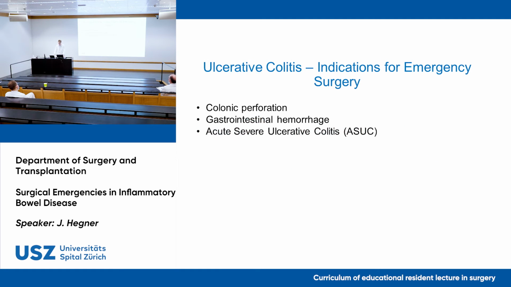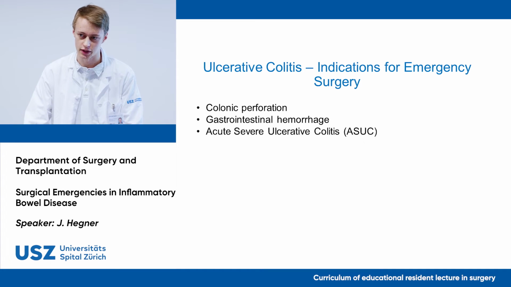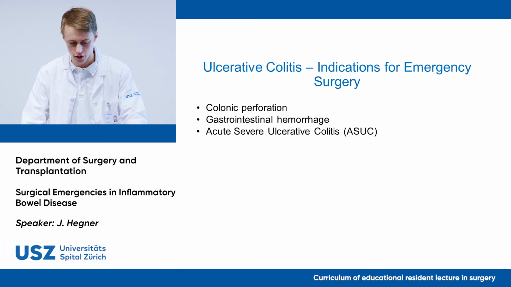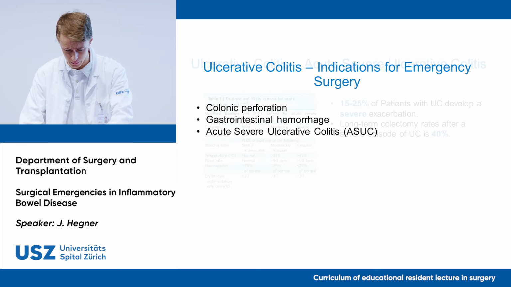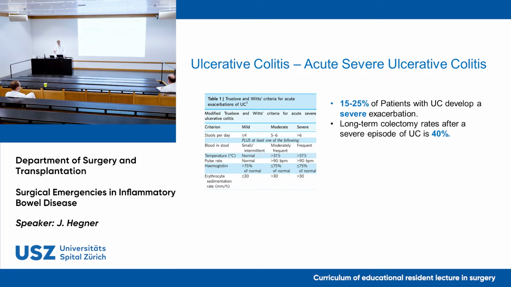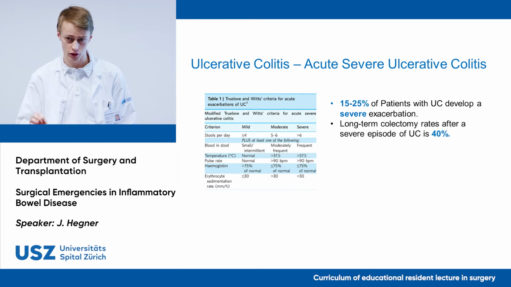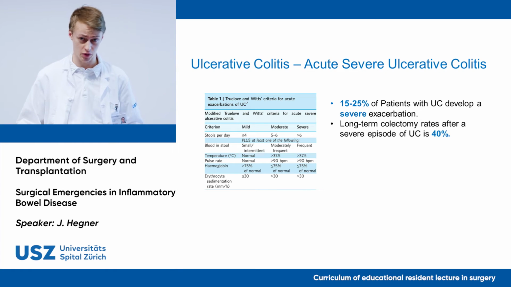Some indications for emergency surgery here include colonic perforation, a GI hemorrhage, and very acute, severe UC that is unresponsive to medical treatment. For the first part, I'll just be focusing on the last point. So an acute, severe exacerbation of UC occurs in roughly 20% of patients. And we use the Truelove and Witts severity index to diagnose this. And although we have several medical therapies available, long-term colectomy rates remain quite high. And following just a single episode of severe UC is associated with a colectomy rate of 40%.